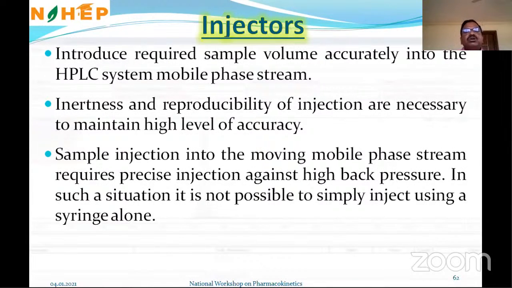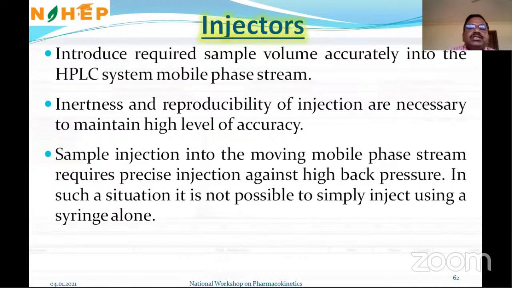These injectors introduce the required sample volume accurately into the HPLC system mobile phase stream. The inertness and reproducibility of the injection are necessary to maintain a high level of accuracy. Sample injection into the moving mobile phase stream requires a precise injection against a high back pressure. Normally the mobile phase is moving in the system at very high pressure. So at that pressure, injection with a simple syringe is not easy. To inject, we require a special device.